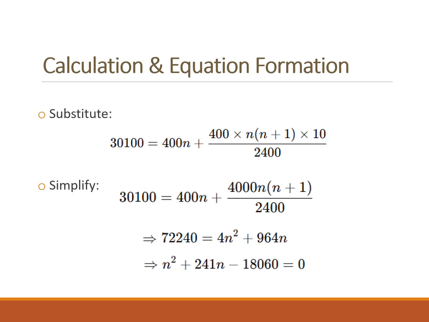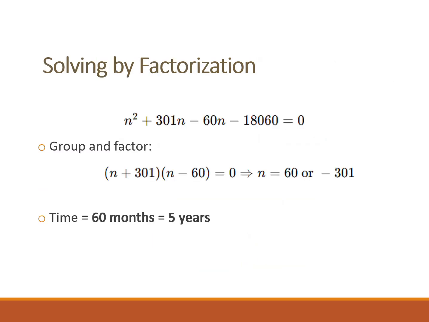After substituting the values into the formula and simplifying, we get a quadratic equation, n squared plus 241 n minus 18,060 equals 0. Factoring the equation gives two values, n equals 60 or negative 301. We discard the negative value. So, the account was held for 60 months or 5 years.